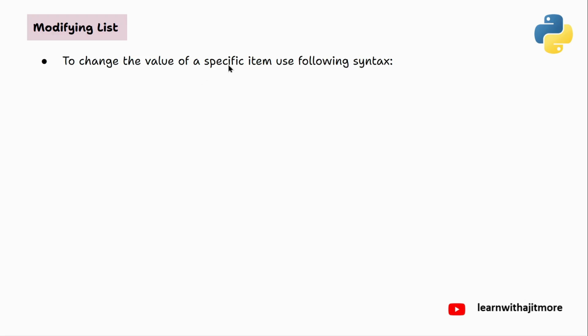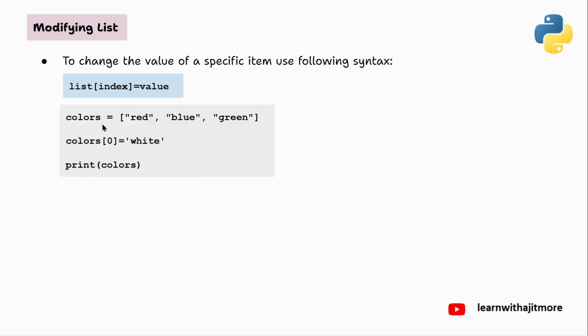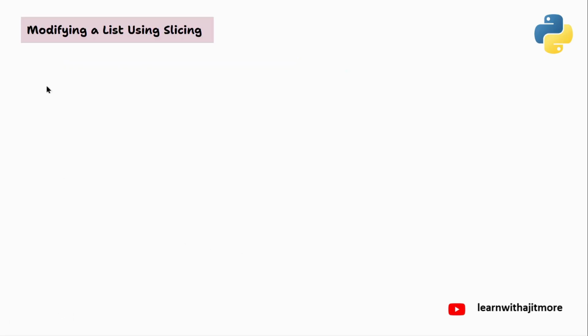Okay. So to change the value of a specific item, use the following syntax: list of index equal to value. देखो, colors of 0 equals white. So who is at 0? Red. Red is replaced with white. When you print it, this red is replaced with white.